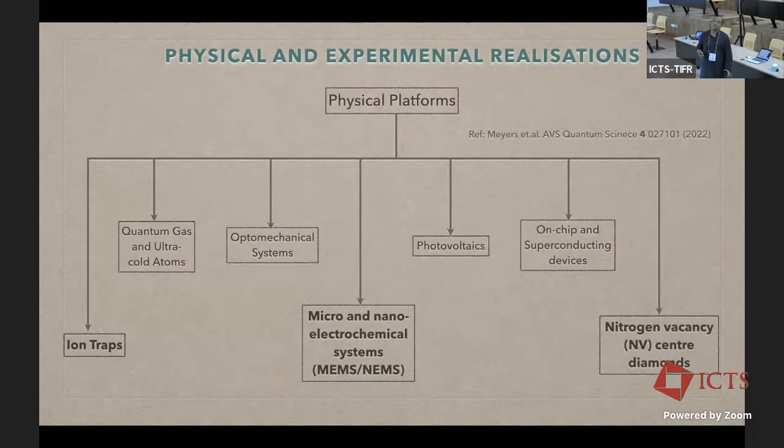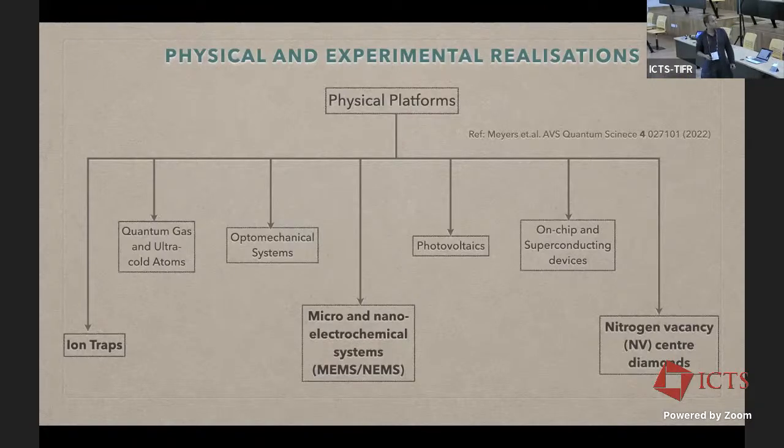Here are some of the physical platforms where many theoretical works, or some experimental propositions, have been done, starting from ion traps, cold gas, optomechanical systems, photovoltaic, and superconducting devices. There are some more, but this review is quite good. It summarizes both the theoretical as well as the experimental work done so far in this field in the last 5 to 6 years. Particularly these ion traps, NEMS and MEMS, and these NV centers. In these systems, it has been realized.